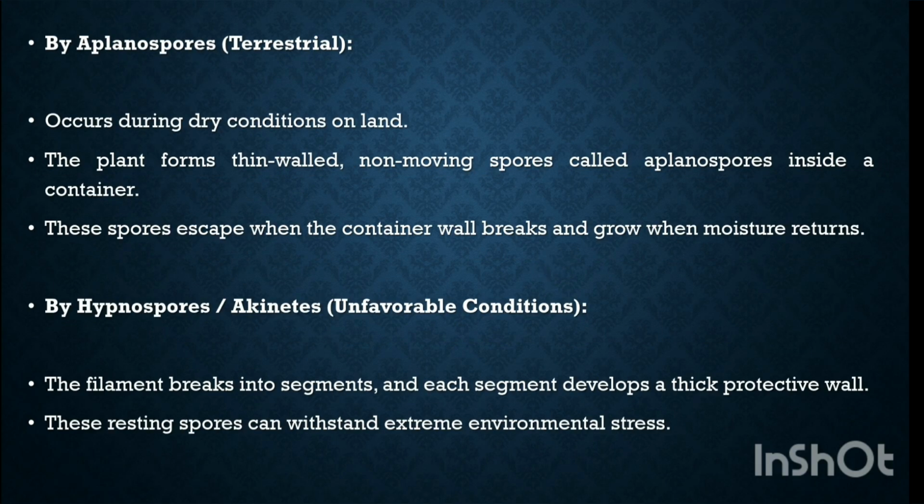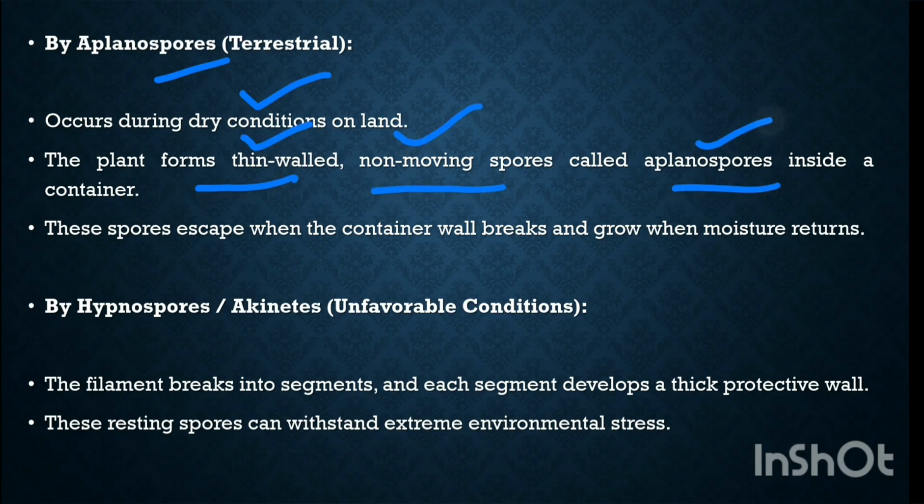By aplanospore. Some terrestrial species of Vaucheria reproduce by aplanospore. It occurs during dry conditions on land. The plant forms thin-walled, non-moving spores called aplanospores. Zoospores are motile in nature, but aplanospores are non-motile in nature. These spores, when formed, escape when the container wall breaks and grow when moisture returns.